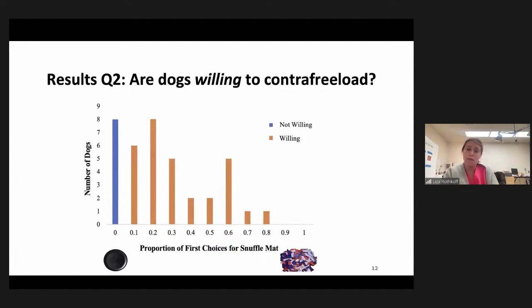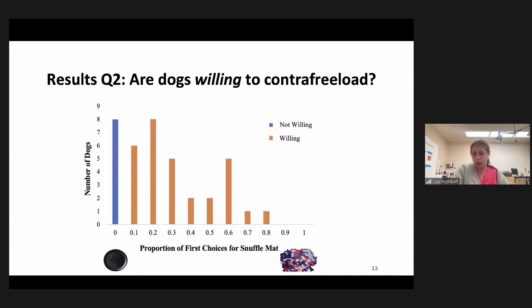To answer our second question, if dogs are willing to contra freeload, we found that dogs are actually willing, even if they don't prefer it. So similar to the other graph, 0 represents total preference for the tray, and 1 represents total preference for the snuffle mat. And we only had 8 dogs who were not willing at all to go to the snuffle mat first. So out of all 10 sessions, the dogs went to the snuffle mat first 0 times, and they went to the tray 10 times.